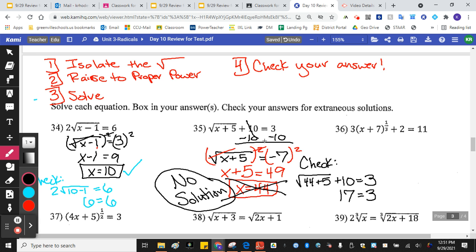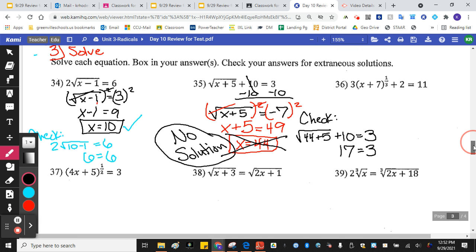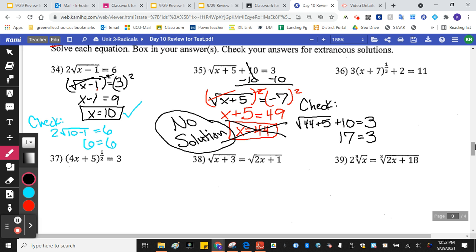You should have been able to see it was no solution, though. Because up here in black, the square root of x plus 5 equals negative 7. It can't equal a negative. Square root can't equal a negative number. Questions?